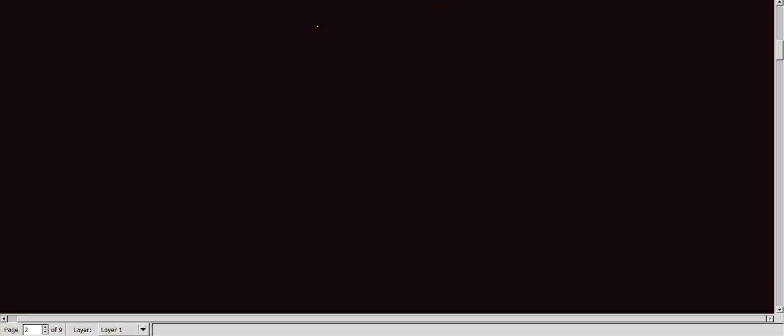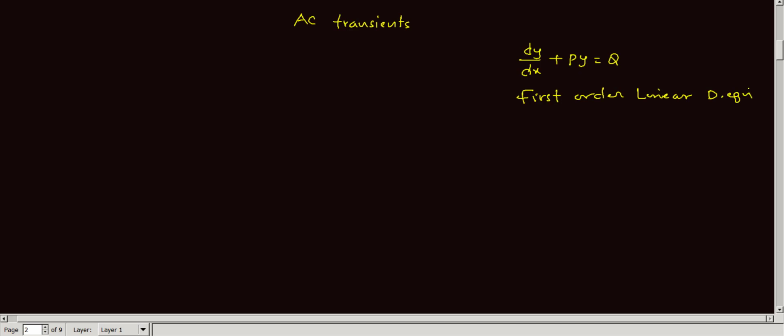So let's start AC transients. We know very well about differential equations. We will connect with the differential equation dy/dx + Py = Q. It is a first order linear differential equation. We very well know about that.